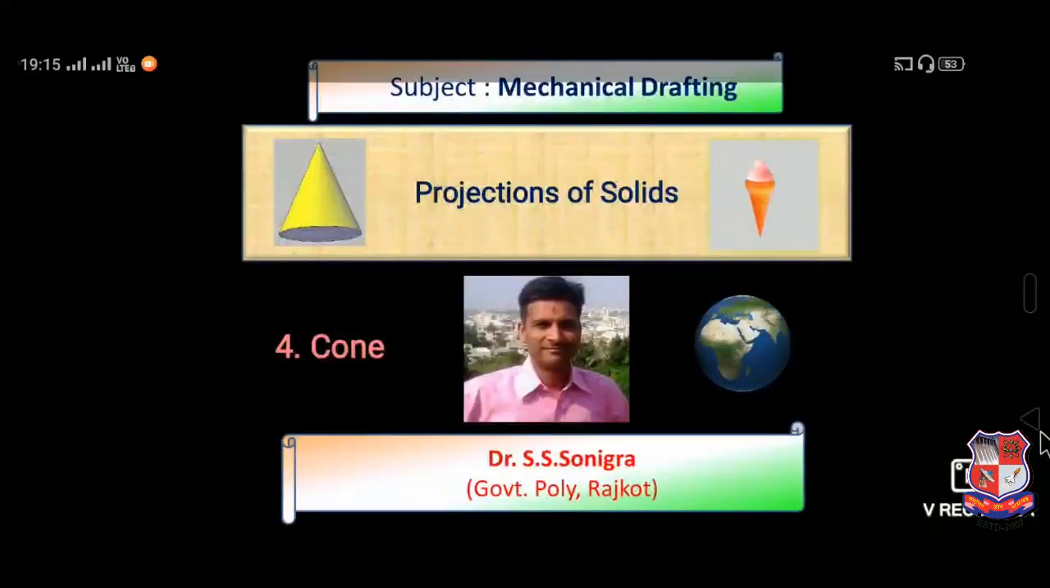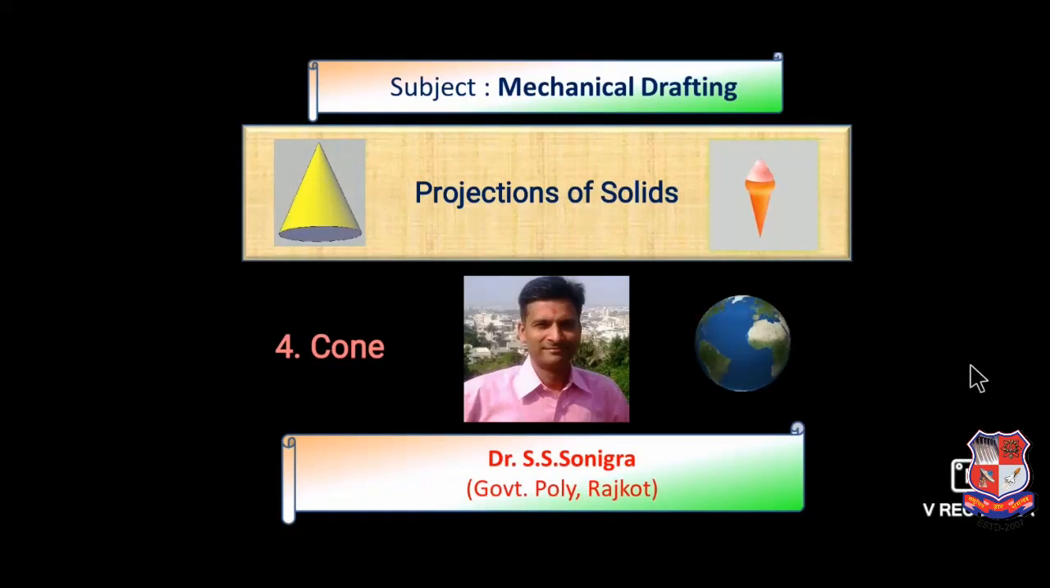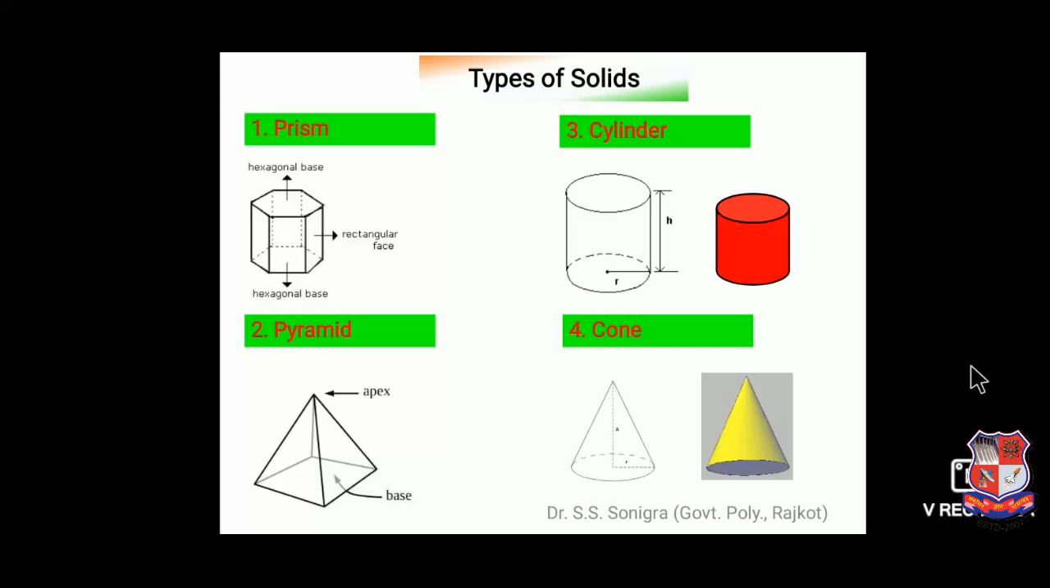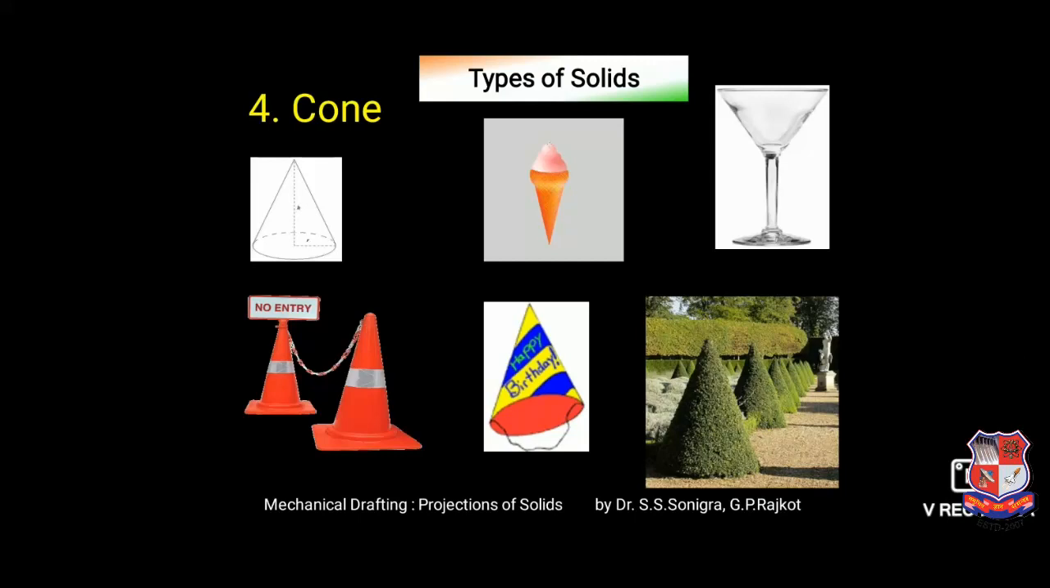Hello friends, in this session we will discuss how to draw projections of a given cone of given dimensions. These are the solids that we discussed earlier: prism, pyramid, cylinder and cone. We will discuss this fourth solid, that is cone. And these are the examples of conical shape we see in our day-to-day life.